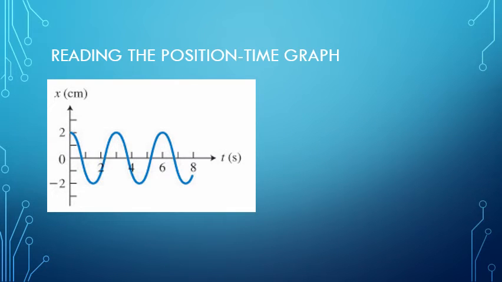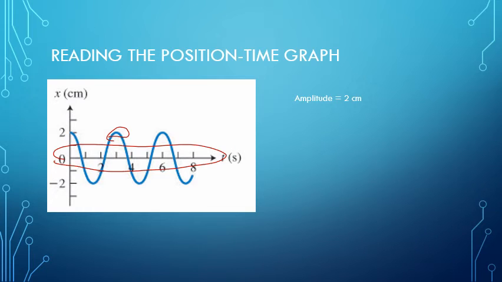Now, if we read that graph, we can actually figure out all those quantities that we were measuring earlier. So the first thing we're going to do is measure the amplitude. The amplitude is the distance from equilibrium to the maximum point. Well, we can see that the equilibrium is this line down here. So it's at 0. And the maximum point is up here at 2. So if I subtract those, 2 minus 0, I'm going to get an amplitude of 2 centimeters.